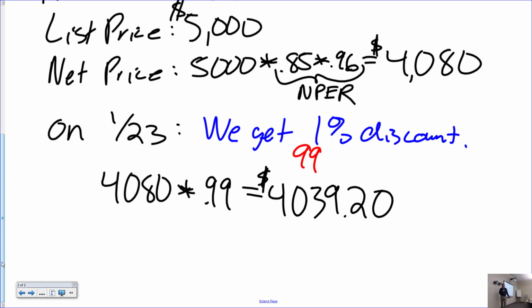So when I go to pay for this bill, instead of sending them $4,080, I will send them $4,039.20. And please note, folks, that the terms will never, ever be shown on the invoice. That's your job to calculate them.